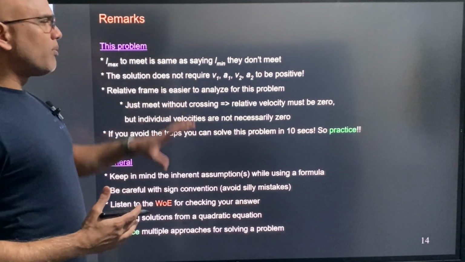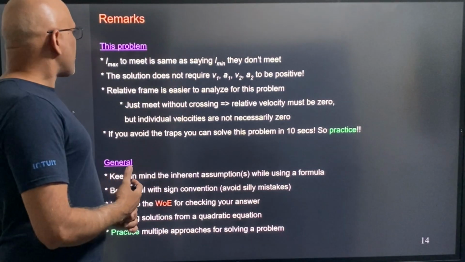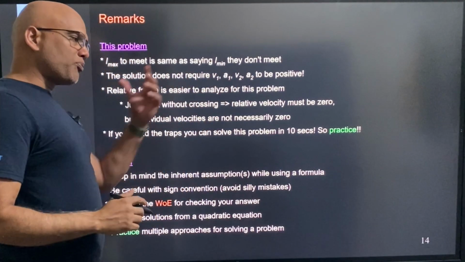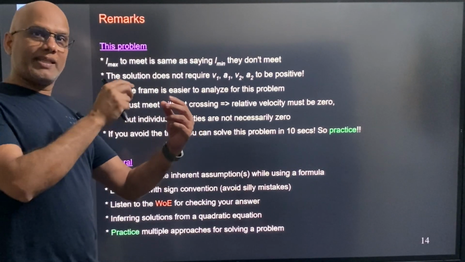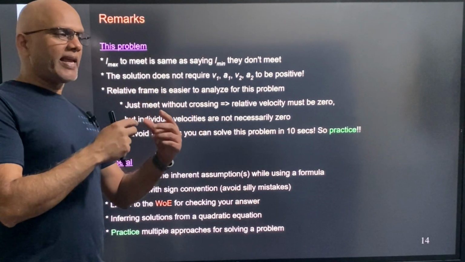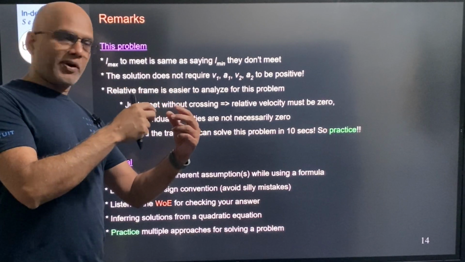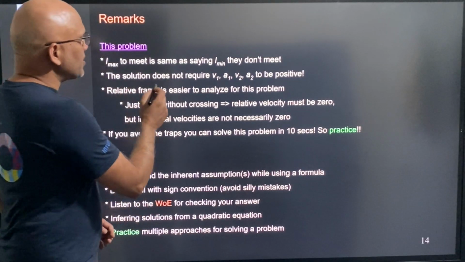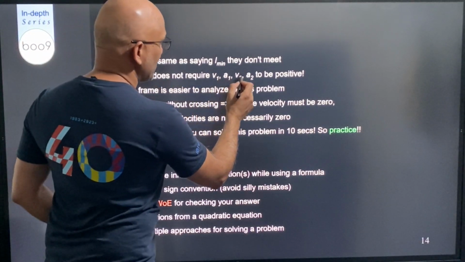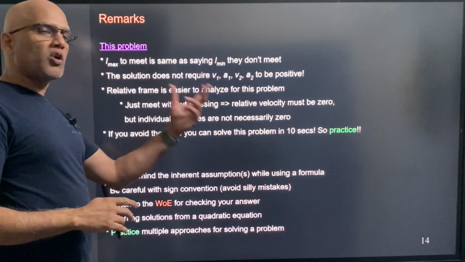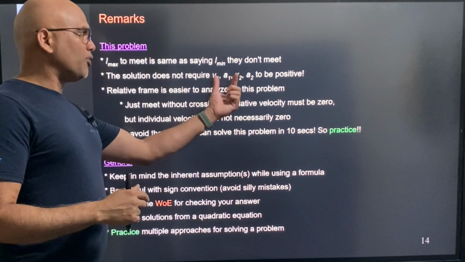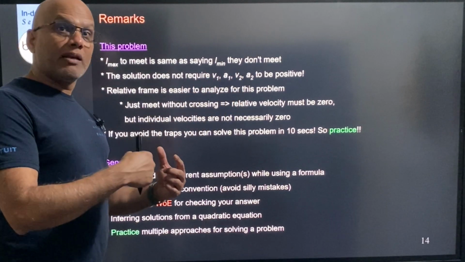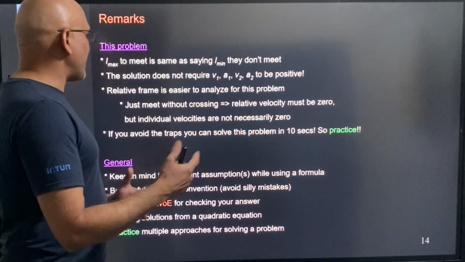We have already discussed some of the points, but just to reinforce, the first thing is Lmax to meet is the same as saying Lmin that they don't meet. So the problem said find the Lmax that they are going to meet, which is the same as saying find the minimum separation that they do not meet. It's the same thing. The solution does not require v1, a1, v2, a2 to be positive, right? We also saw in animations that they can have positive or negative signs. They are just symbols, but the numerical values can be positive or negative, right?